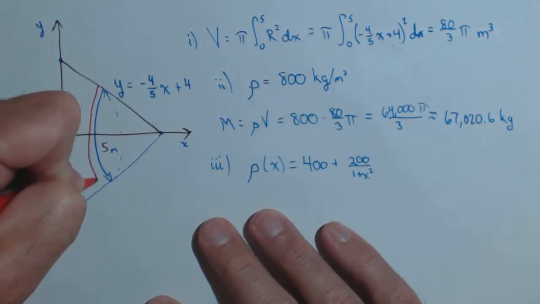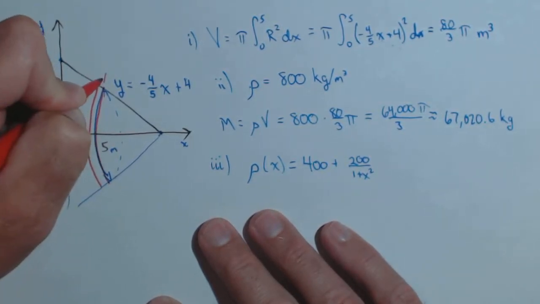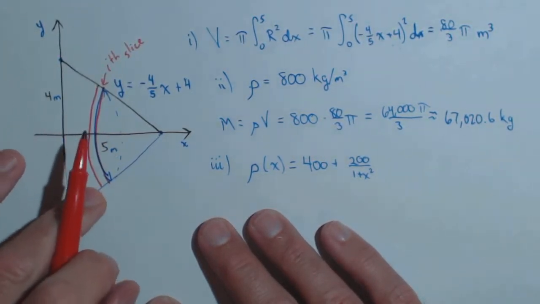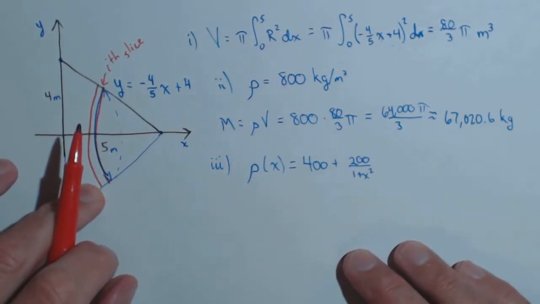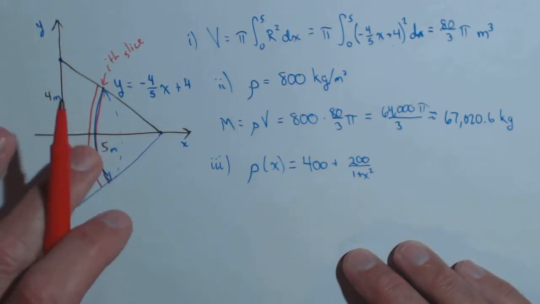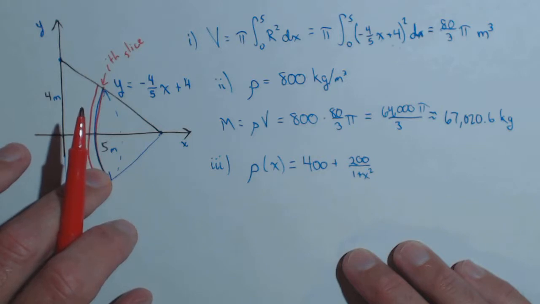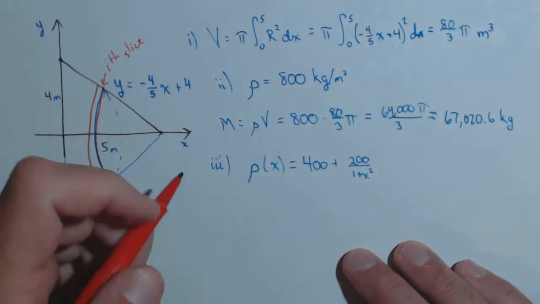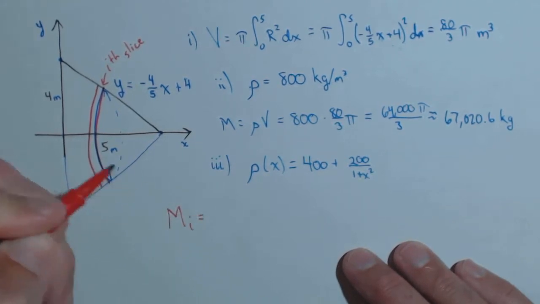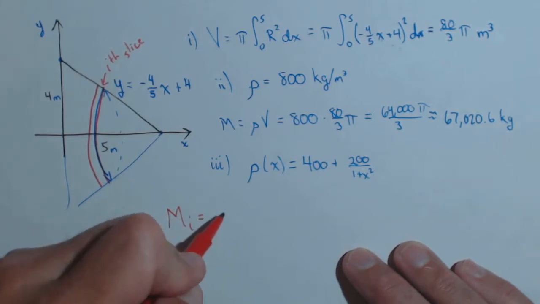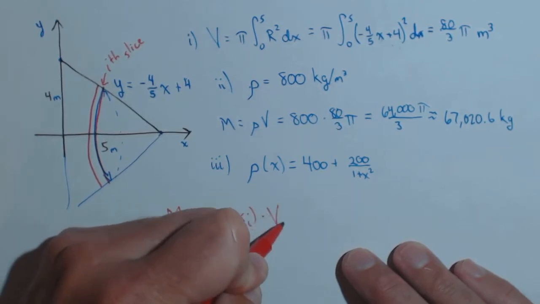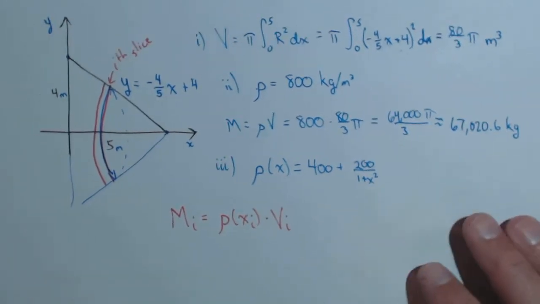So I'm going to cut out a slice, and right there is my ith slice. Now, the idea behind this is I'm cutting out the slice so the density is approximately constant on this slice. Now think of what we said before. If the density is constant, you just multiply it by the volume. So if I were going to try to find the mass on the ith slice, I would take my density on the ith slice and multiply it by my volume of the ith slice.